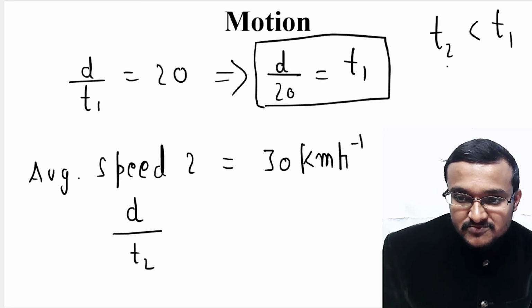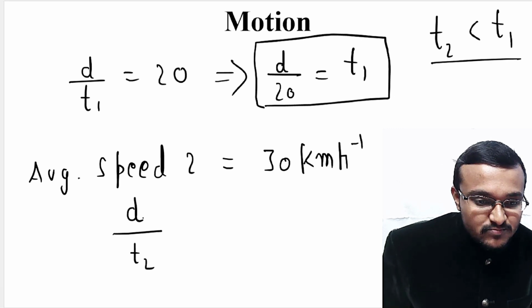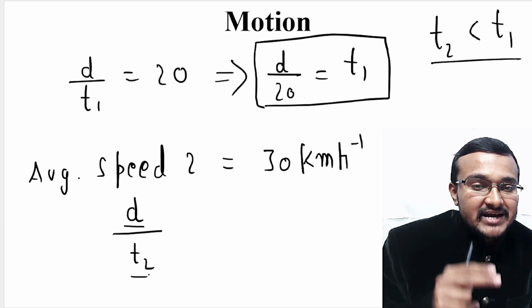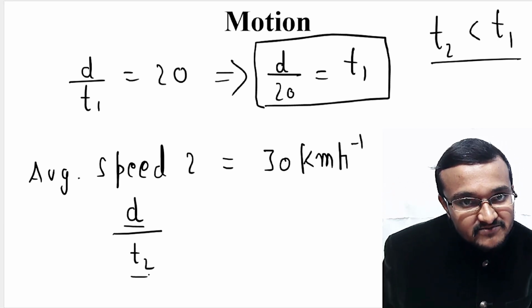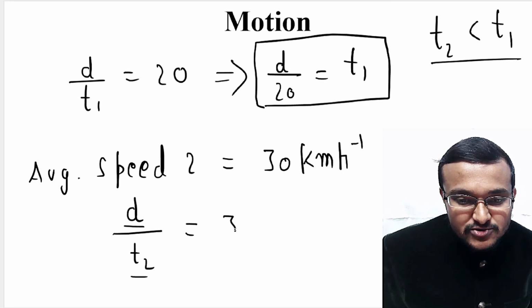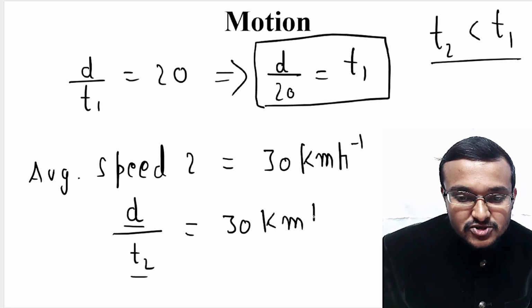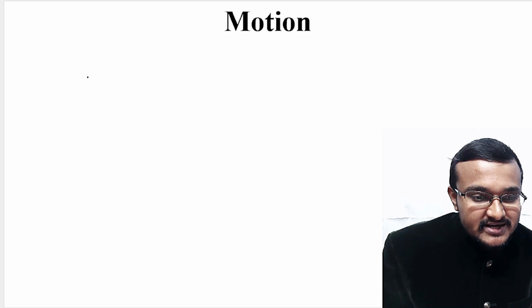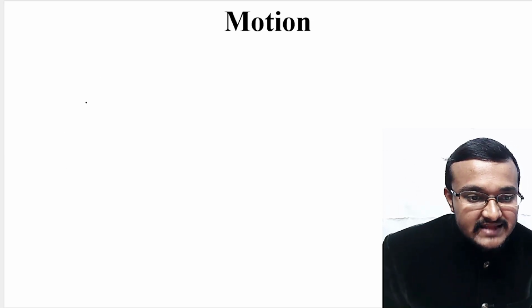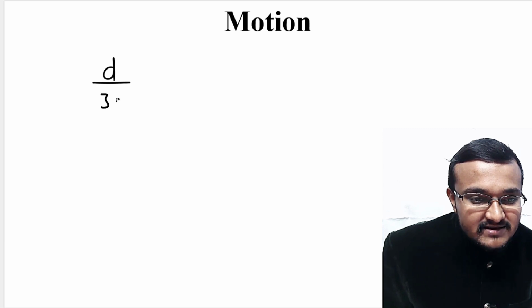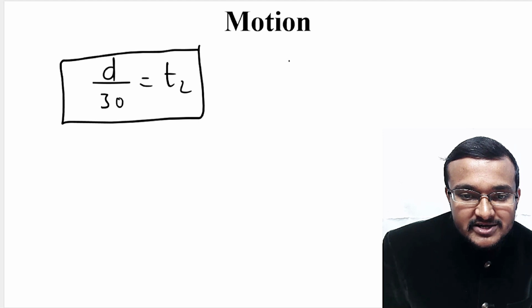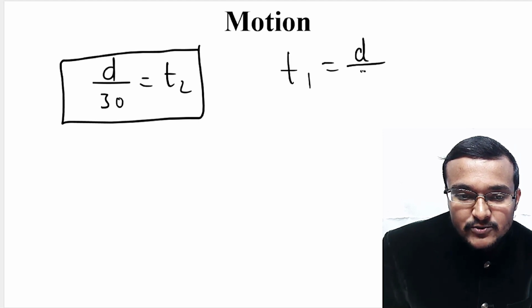Don't bother much about this particular T2 less than T1. Just bother about d by T2 as the average speed 2. That is the average speed when Abdul will be traveling from his school to house in the evening. So d by T2 is equal to 30 km per hour. If you take T2 to RHS and 30 to LHS, then it will be d by 30 is equal to T2. So now you have T2 and we also got T1. T1 is equal to d by 20.